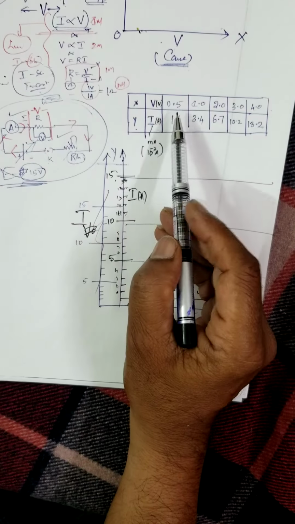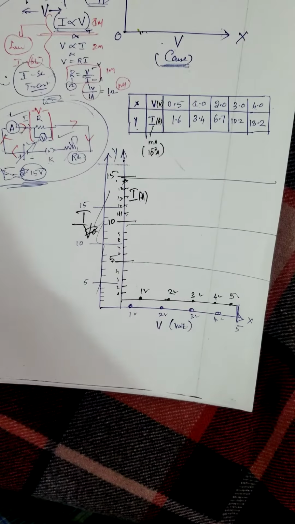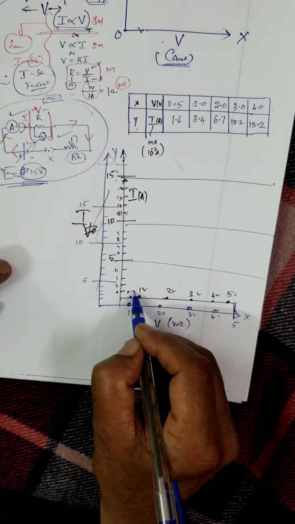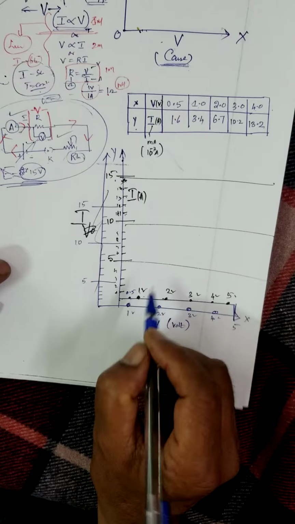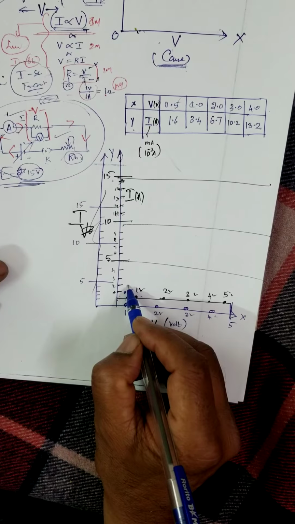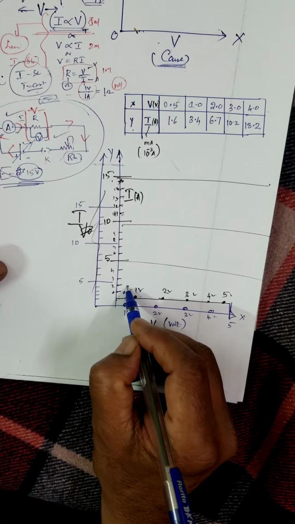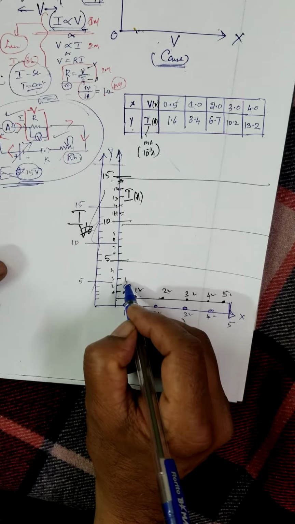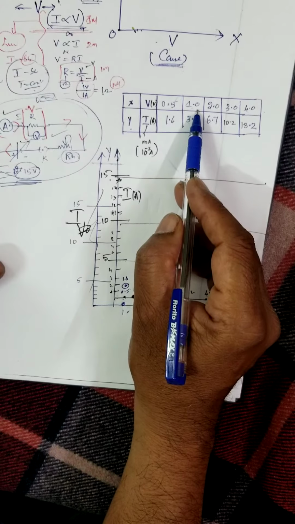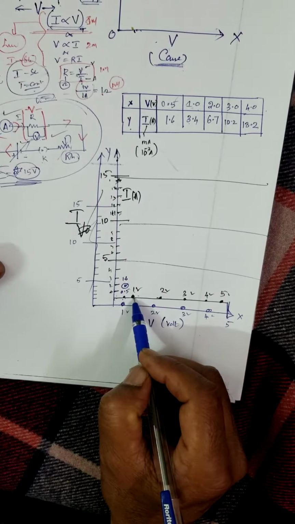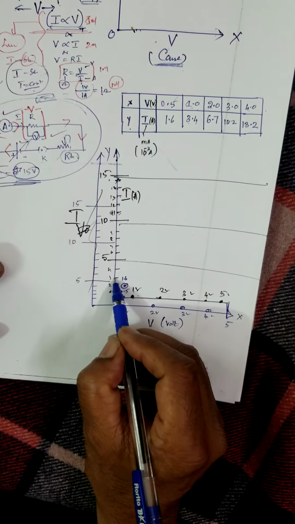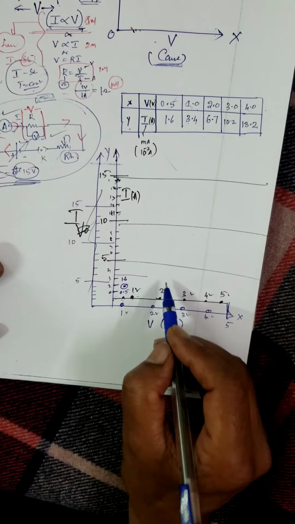Now what is the first value here? The first value is 0.5. This is 0.5 volt, right? 0.5, half. This is 1 volt. When it's 0.5, the current is 1.6, somewhere here. When the voltage is 1, the current is 3.4, somewhere it comes here, right?